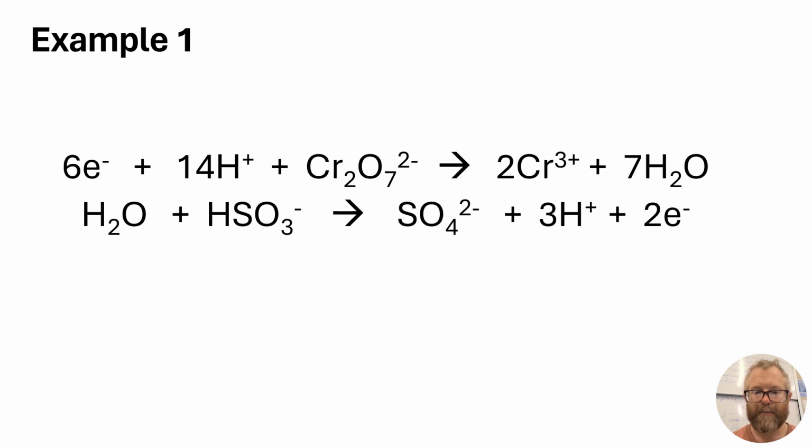So let's take this one here we've just worked out, and we can see we've got 6 electrons here and only 2 there. So I can't add them together because I won't cancel those out, but I only have to change this one here. I have to basically multiply the whole equation by 3, so I get 6 electrons on the right hand side for this oxidation part. So if I do that, I can rewrite that.